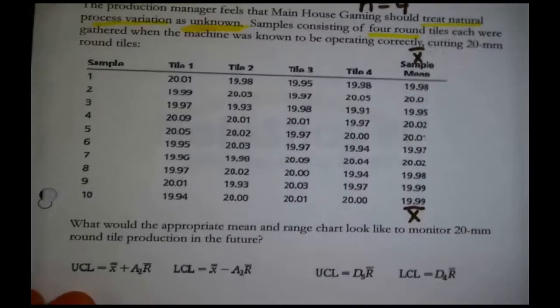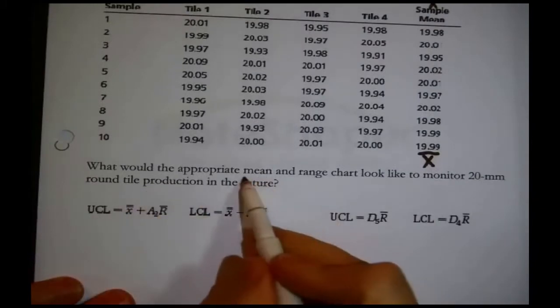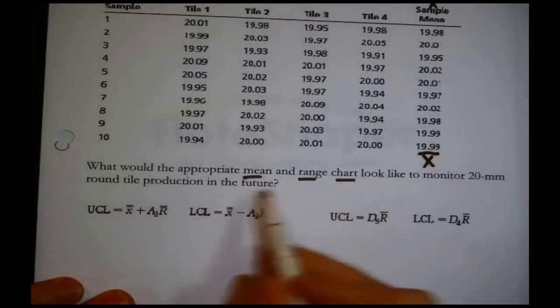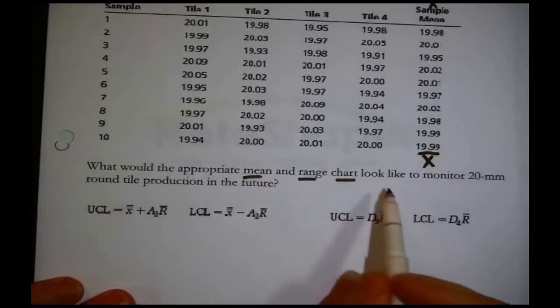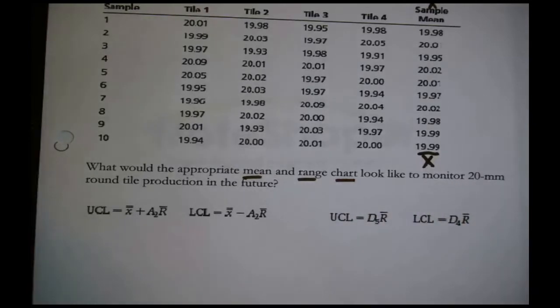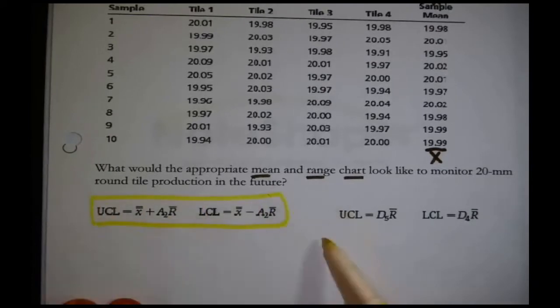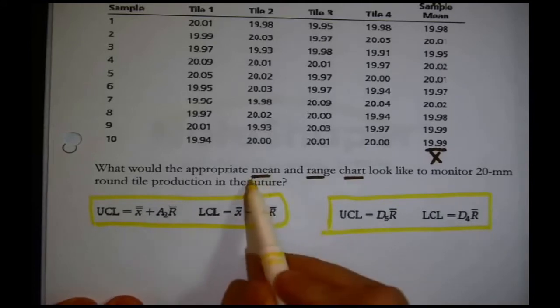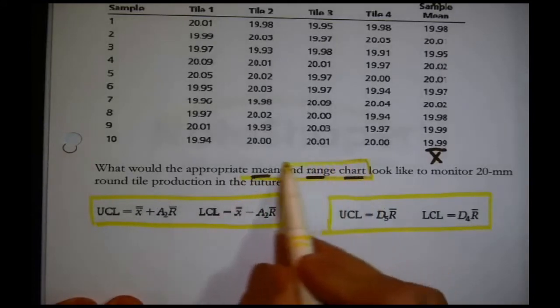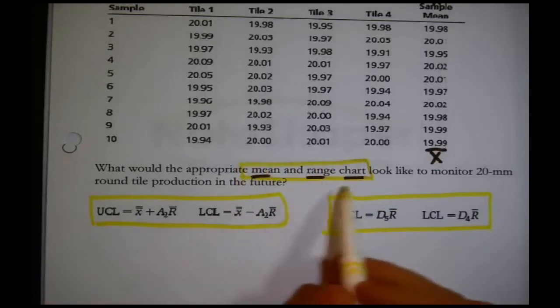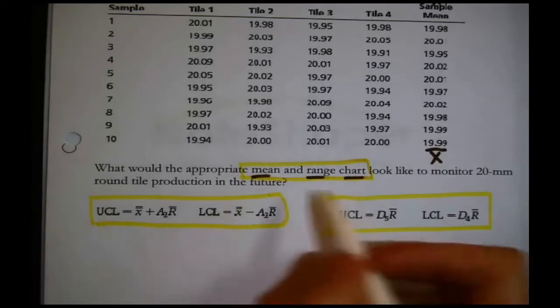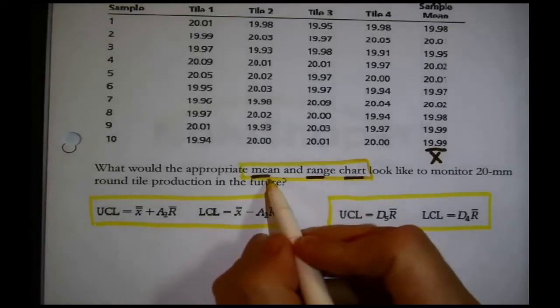Now, notice that it says what would be the appropriate mean and range chart. All of a sudden, we're talking about 2 different charts. What would they look like to monitor this production in the future? We have formulas for upper and lower control limits, except we have 2 sets of formulas because we're being commissioned to create 2 charts. Now, wait a minute, why 2 charts? Hang on to that thought. First off, the mean chart is familiar to us.